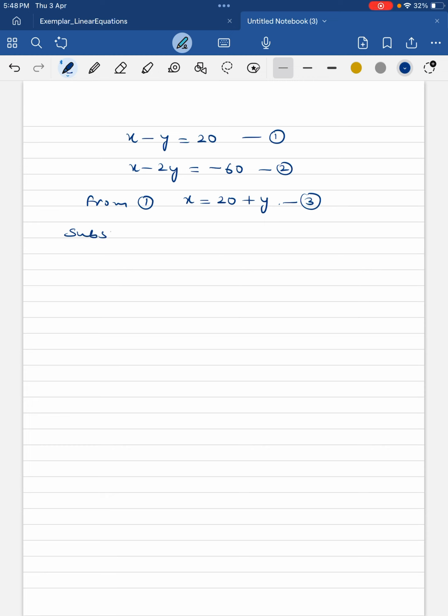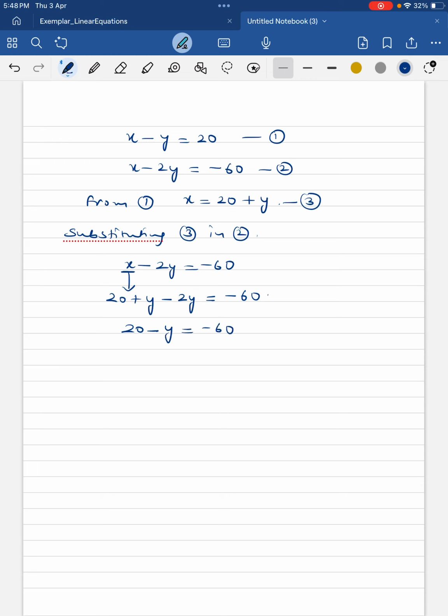So substituting 3 in 2. In X minus 2Y equal to negative 60, in place of X, I'm replacing it with 20 plus Y minus 2Y equal to negative 60. So 20 minus Y equal to negative 60, or minus Y equal to minus 60 minus 20, or minus Y equal to minus 80, which gives me Y is 80.